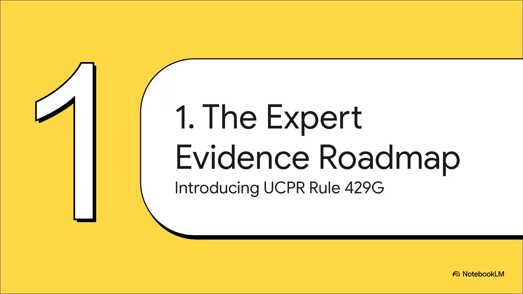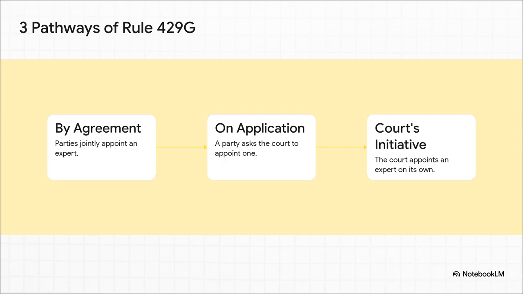All right, everything we're talking about today, everything, revolves around one central rule, Rule 429G of the UCPR. For your exam, you need to think of Rule 429G as the main signpost. It points you down 3 different roads you can take to appoint an expert after a proceeding has started. You'll see Rule 429G is split into 3 parts, each one creating a totally separate pathway.